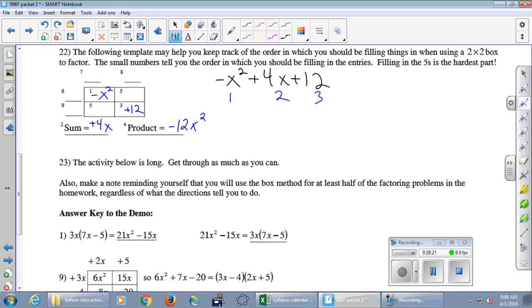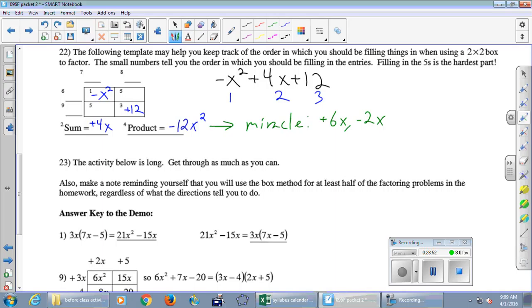The next step is the most thought-provoking part of the process, because here's the detective work. We're looking for 2 things that multiply to negative 12x squared and add to 4x. You can do an ordered list, but at some point you need to come up with the miracle that is those 2 things. What are those 2 things? Yeah. This is what we discovered by listing all the possibilities, right? And so then we put those 2 guys in the next spots.